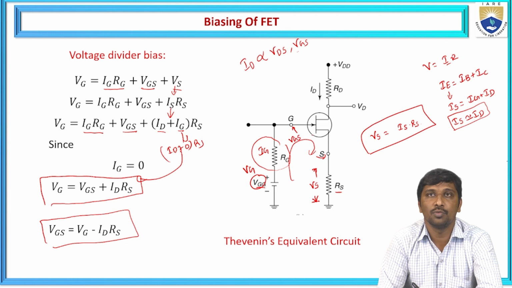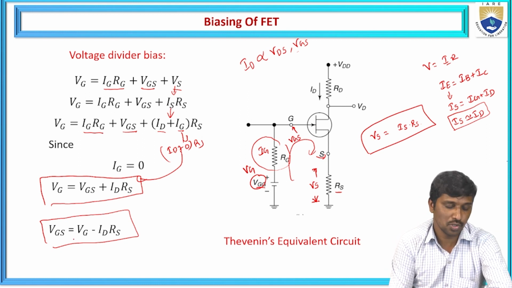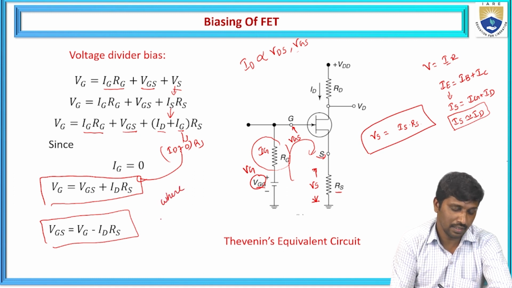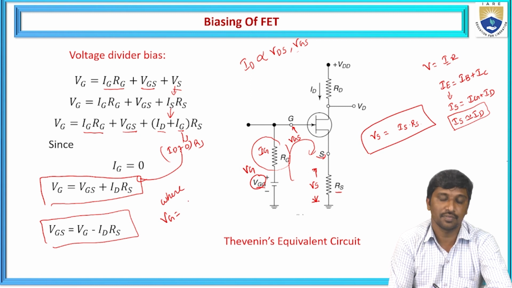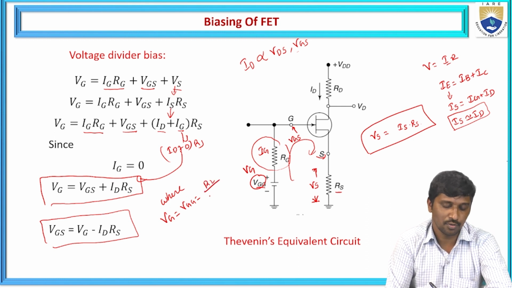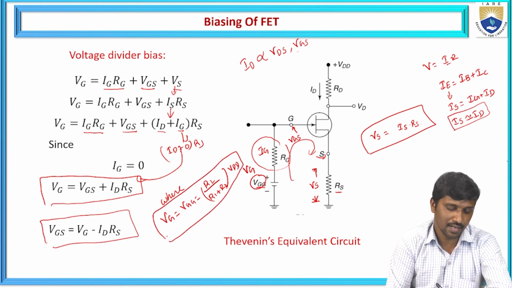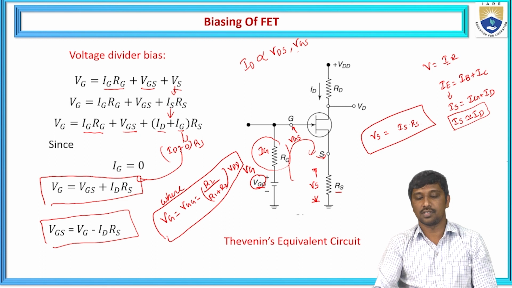From this voltage divider bias concept, we observed how much gate to source voltage is required, represented as VGS is equal to VG minus ID into RS, where the VG, according to Thevenin's theorem, is the equivalent VG or VGG, equal to R2 by R1 plus R2 times VDD. So this is the Thevenin's equivalent voltage due to the biasing concept.